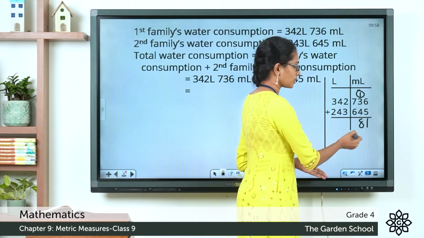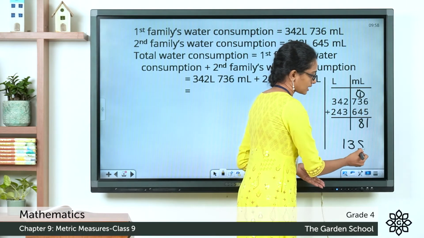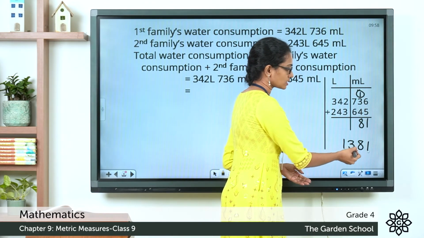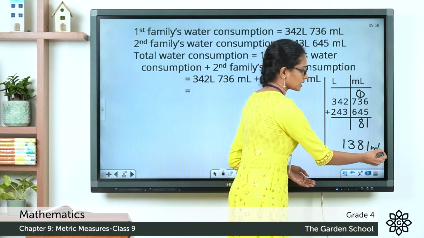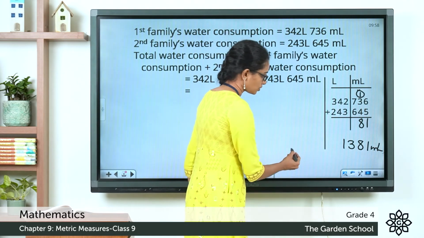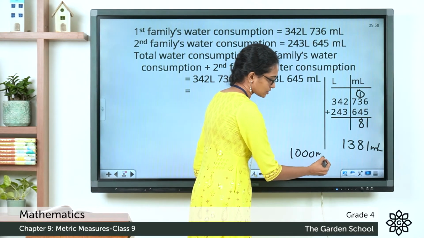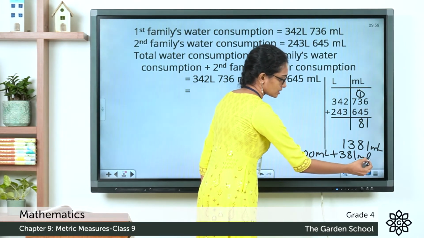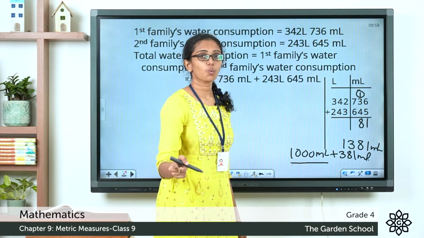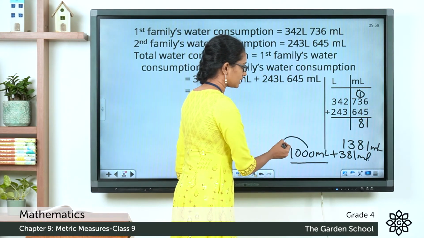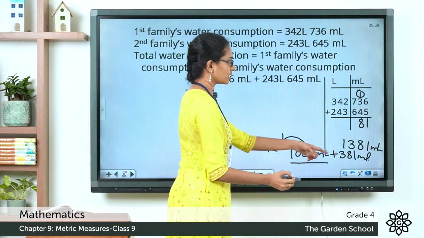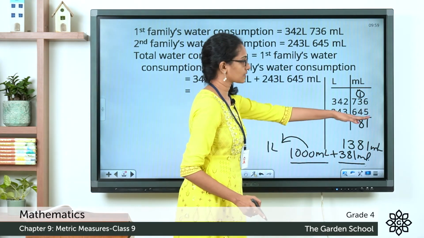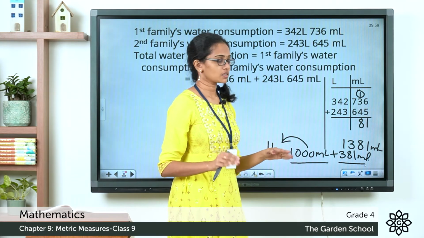So right now we have 1381 here in the milliliter column, which is equal to 1381 milliliters. See, it is equal to 1000 milliliters plus 381 milliliters. See, this 1000 milliliter is equal to 1 liter. So let's carry over this 1 liter to the liters column and write the 381 milliliter here in the milliliter column. Just keep this in your mind, okay?